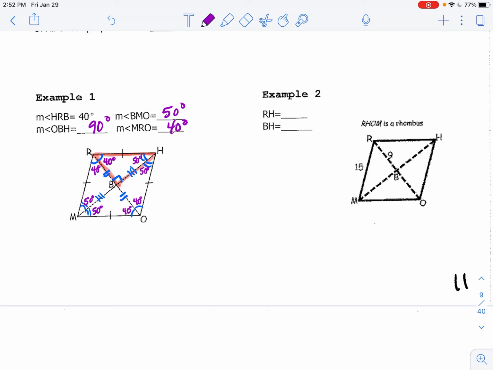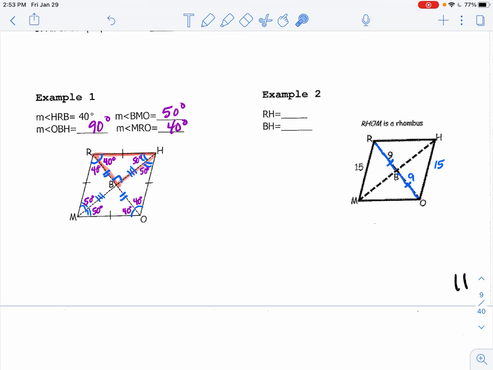Okay, this time we're looking at the side lengths. So let's put some marks on it. Diagonals bisect each other. And so if this segment here is 9, then I know that this segment here is also 9. Opposite sides are congruent, and so I know that those are both 15. And let's see what the question's asking us. What is the measure of RH? RH, of course, it's asking us for this side here.